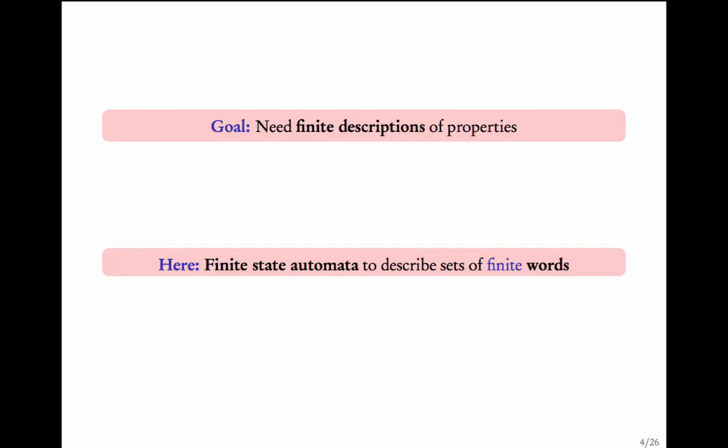Let me repeat. The goal of this module is to get finite descriptions of sets of words. The sets of words could be infinite. In a set, there could be infinitely many words. However, we want to characterize them using some finite means, and here we will talk about finite state automata. We will see a lot of examples and you will understand what I mean by a finite description of a set of words.